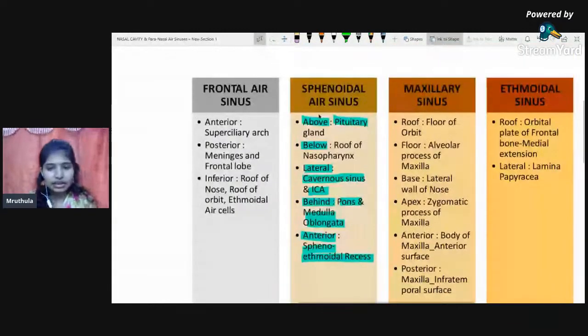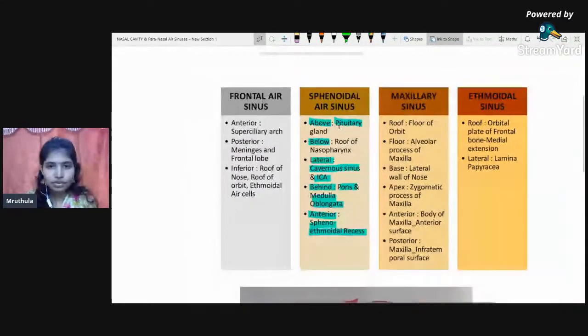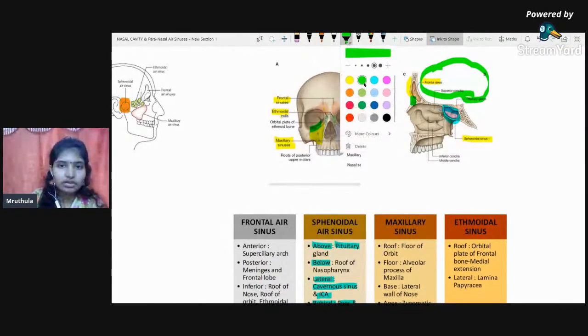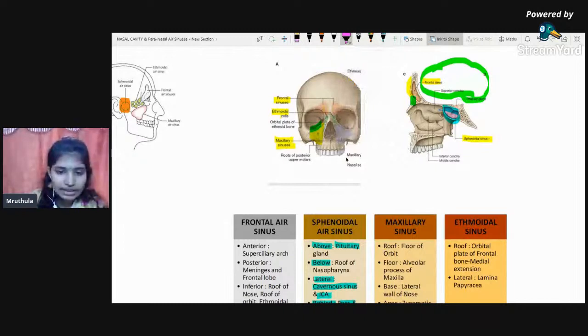right, I think I can show you both the boxes together so that you can see both of them. The floor is formed by the alveolar process of maxilla. I think you can remember where the maxilla is found. So the alveolar process of maxilla is what forms the floor, right?